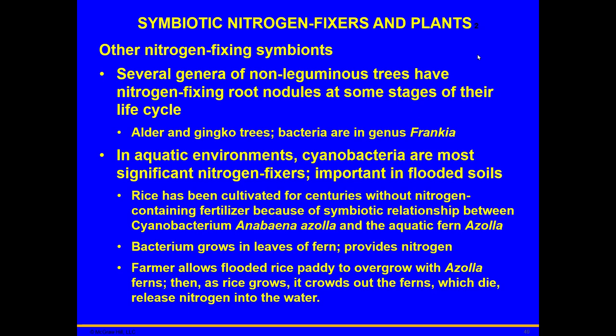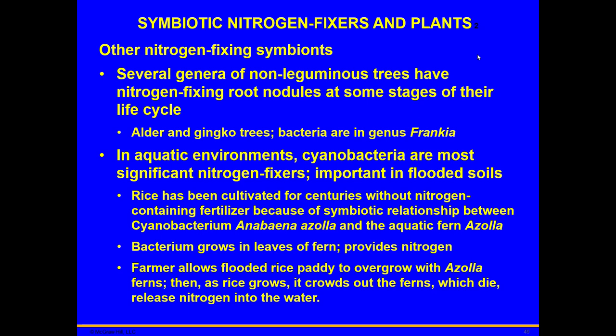Now, wait a minute, cyanobacteria? This is very important in flooded soils. What requires flooded soils? Growing rice. Rice has been cultivated for centuries without nitrogen-containing fertilizer. And this is because of the symbiotic relationship between the cyanobacteria Anabaena azollae and the aquatic fern azolla. You see, the bacteria grow in the leaves of the fern, and it provides nitrogen.